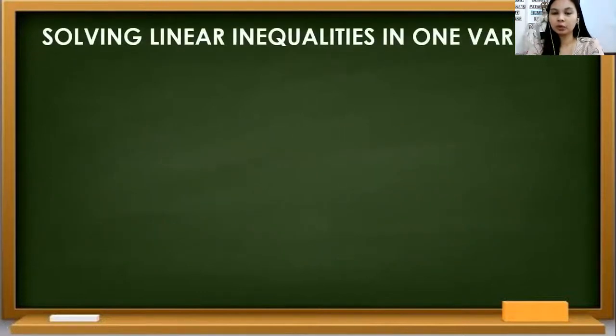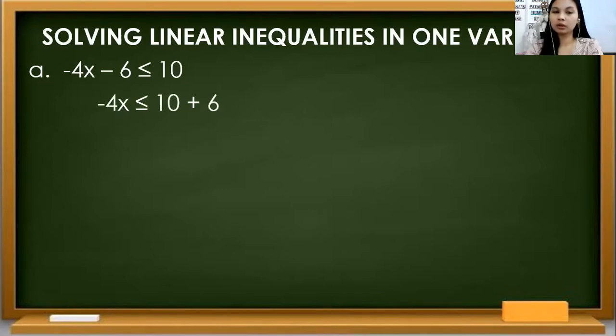So, solving linear inequalities in one variable: negative 4x minus 6 less than or equal to positive 10. First step natin, combine like terms tayo since wala naman silang denominator. So, si negative 6, transpose po natin. It will become positive 6 po, using transposition method. Then simplify, 10 plus 6 will become positive 16.